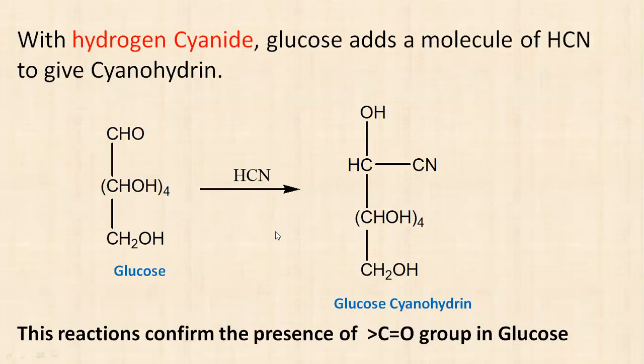Glucose reacts with hydrogen cyanide, adds a molecule of hydrogen cyanide and gives glucose cyanohydrin. On the aldehyde carbon atom there is addition of CN, and the hydrogen goes to the carbonyl oxygen, so it forms glucose cyanohydrin, and this reaction confirms the presence of a carbonyl group in glucose.